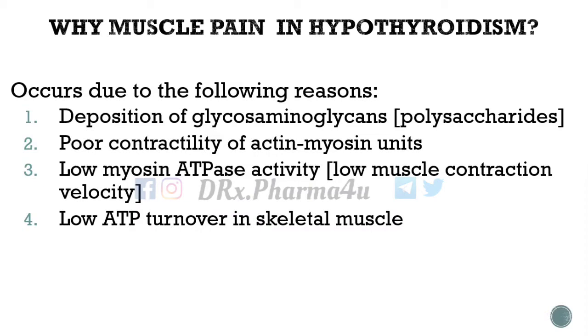Poor contractility of actin myosin units. Actin and myosin are proteins which are responsible for muscle contraction. If the contraction is low, you can have muscle pain even if you do little work, because whatever work you are doing, you need contraction of muscles. If that does not happen properly, you will experience myalgia or muscle pain.